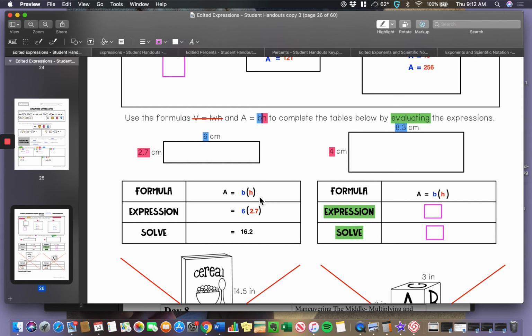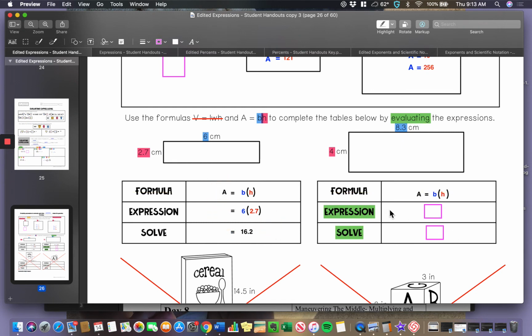All right. Now I take my formula. I knew what it was because it was given at the top. I substituted in B because B was given up at the top for the base. Okay, and I substituted in my height, which was given over here as the height of the rectangle. So now I have 6 times 2.7, so the area is equal to 16.2. But you can write it just like this.